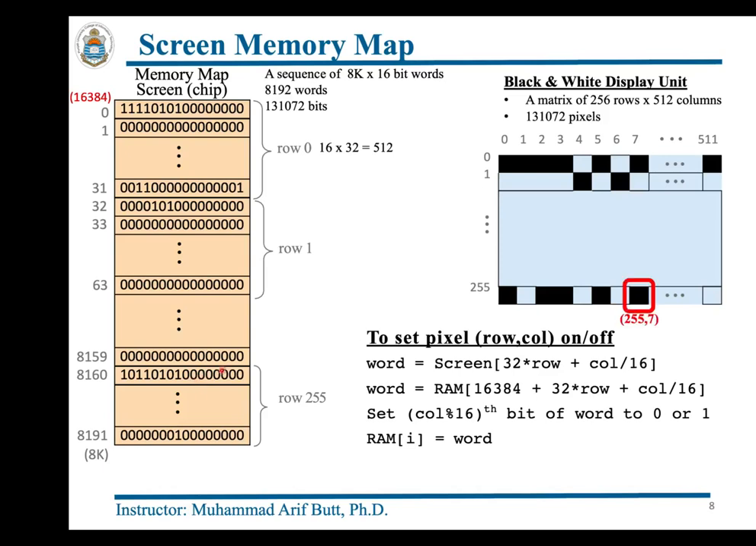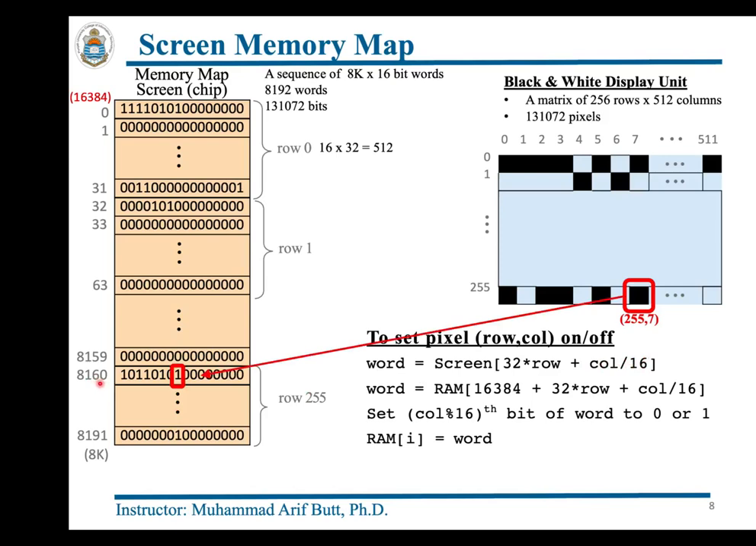Let us map the screen pixel at row 255 and column 7 to the appropriate bit in the memory map using this formula. So if we put 255 in place of row and 7 in place of column, this formula becomes 32 times 255 plus 7 divided by 16. Remember, this is integer division. We get 8160. So this is the 8160th word.